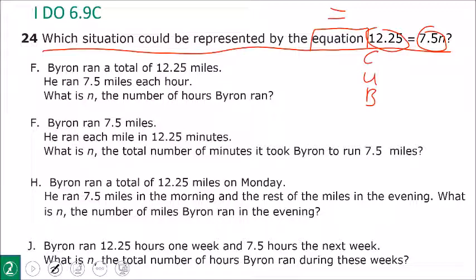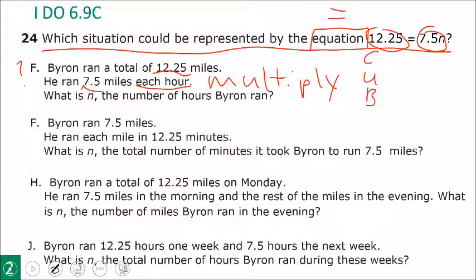Byron ran a total of 12.25 miles. He ran 7.25 miles each hour. So this is multiply. This could work. So we're going to put a question mark here.